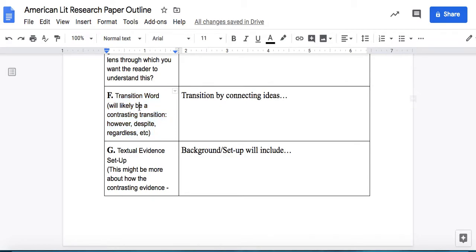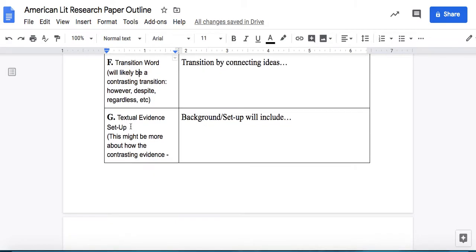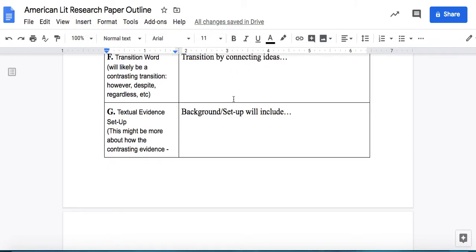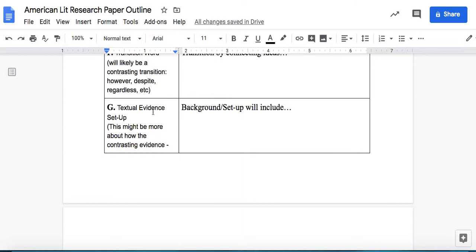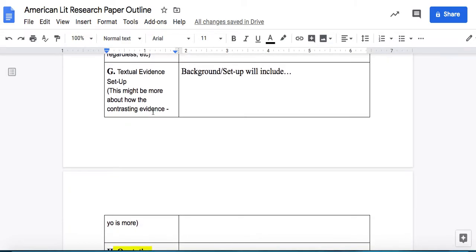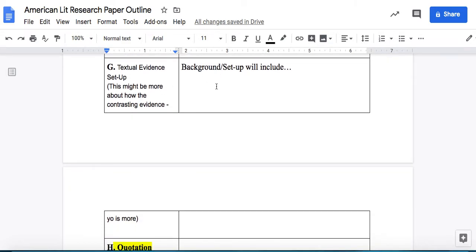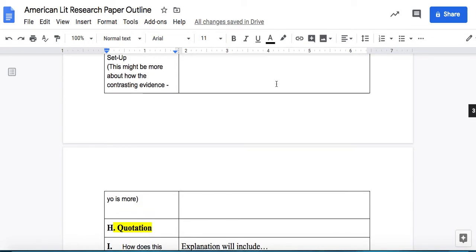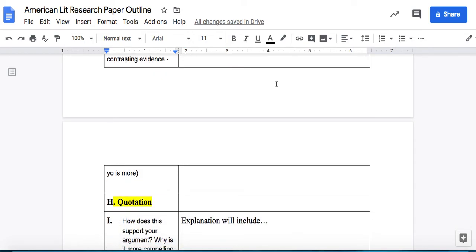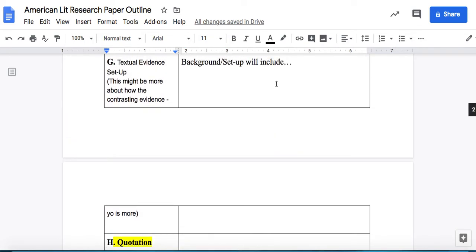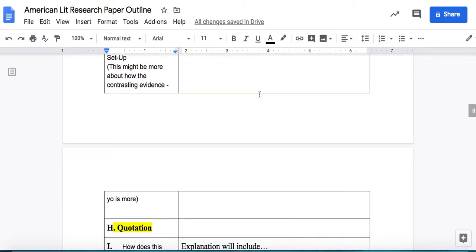So your transition word, and again, just try to maybe come up with a few transition words in here. Again, you don't have to write the whole sentence, see? Textual evidence setup, same as previous, but you're going to maybe include a little bit more ethos, a little bit more support for the situation or the person or the law or whatever it is that you are about to cite.